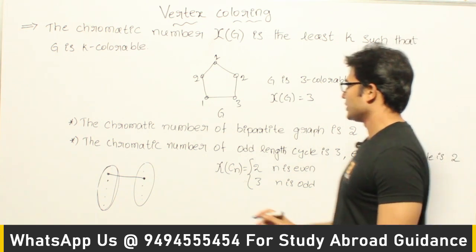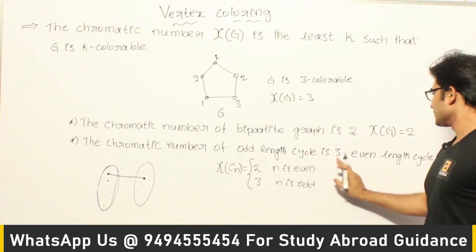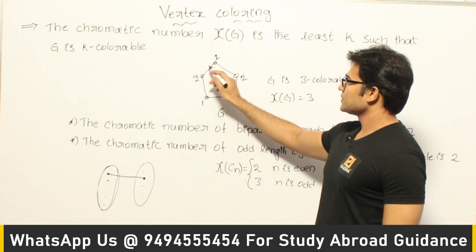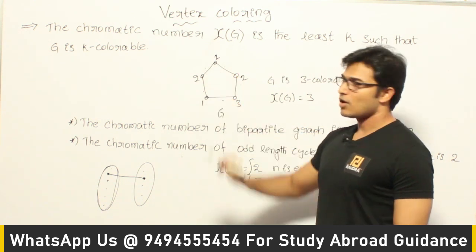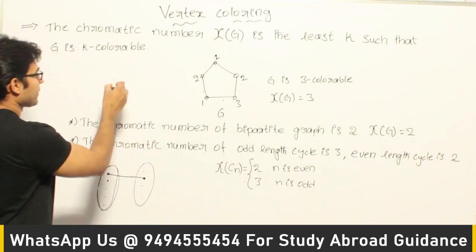And now the next point is the chromatic number of an odd length cycle is 3 and of an even length cycle is 2. So this is the example of an odd length cycle: 1, 2, 3, 4, 5, odd length. And let's take an example of an even length cycle.